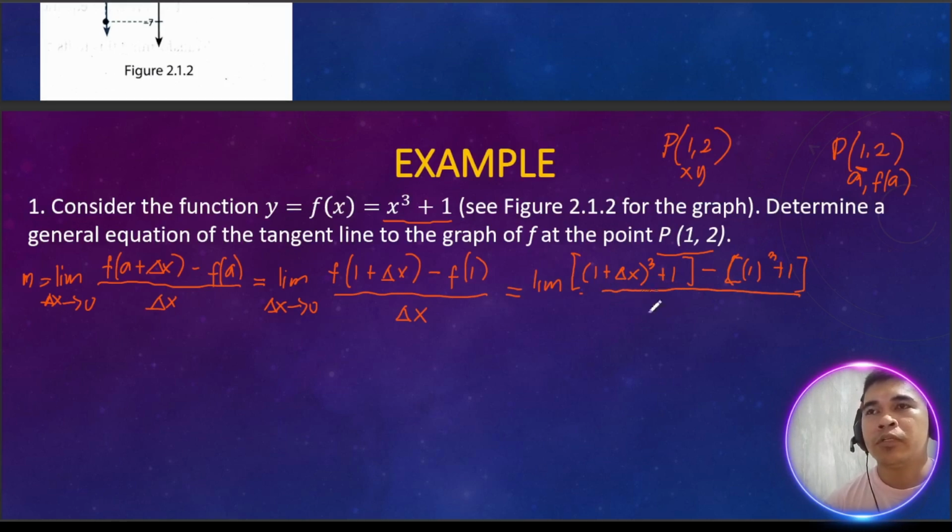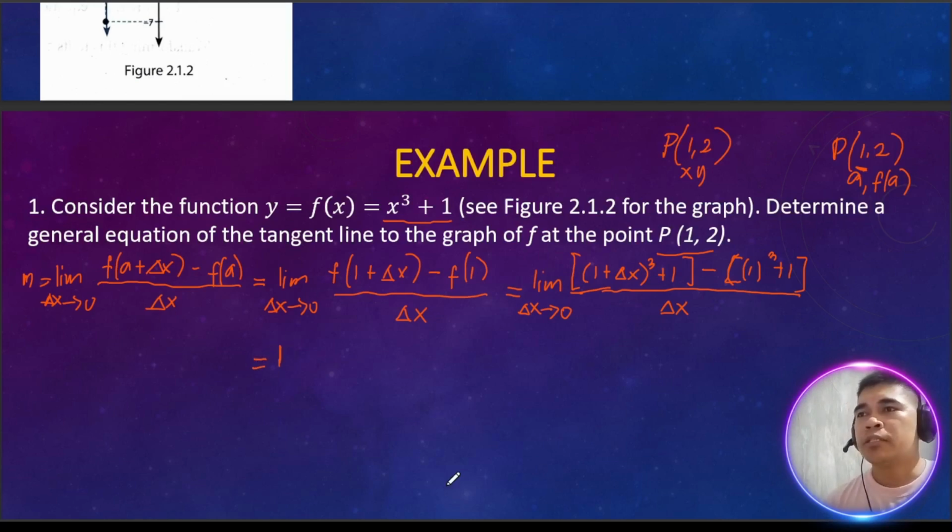All over delta x, as delta x approaches 0. Okay? So, the same as the concept of f of a. So if your f of a is, for example, 2, substitute x by 2. Here, our a is 1 plus delta x, so we put it here, and here is 1, so we put it there. Okay? I hope it is clear.